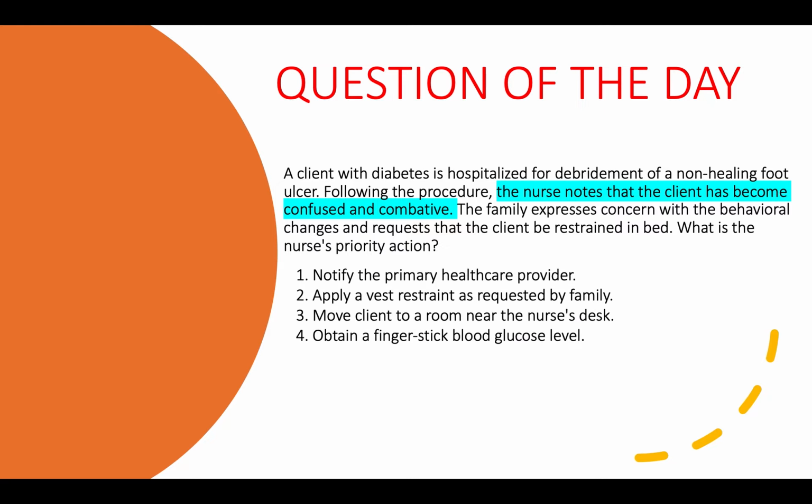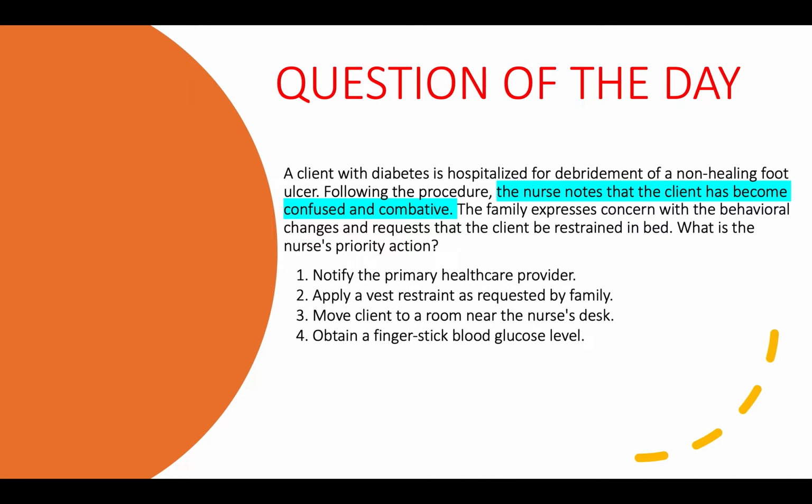So when we look at these answers here, the answers state either 1. notify the primary healthcare provider, 2. apply a vest restraint as requested by the family, 3. move the client to a room near the nurse's desk, or 4. obtain a fingerstick blood glucose level.